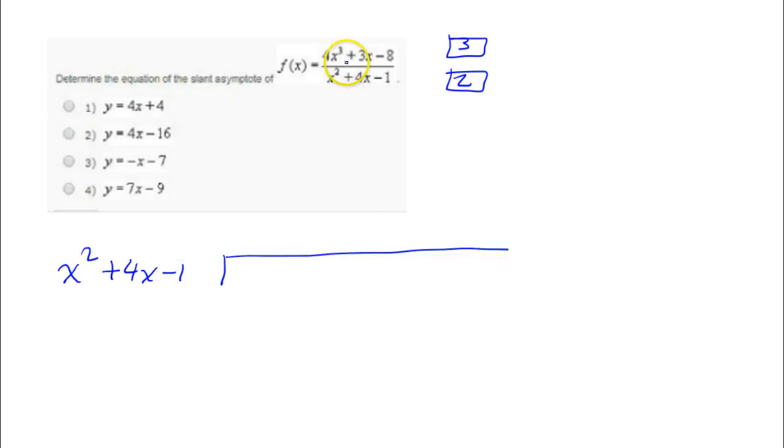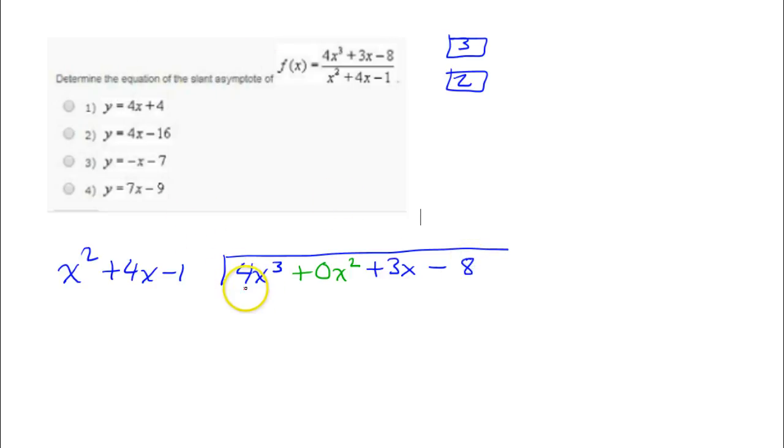Be careful, I see a missing term here. So we have 4x to the third power. There's no quadratic term. There's no x squared. So I'm going to put in 0x squared as a placeholder. Okay, and then we're back to plus 3x minus 8.